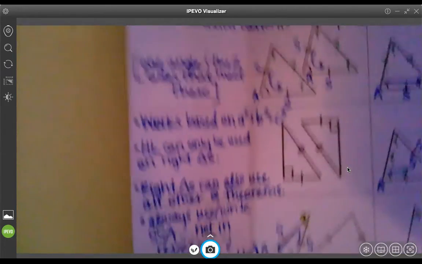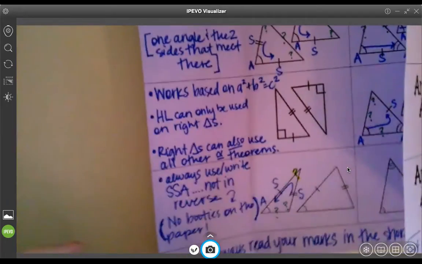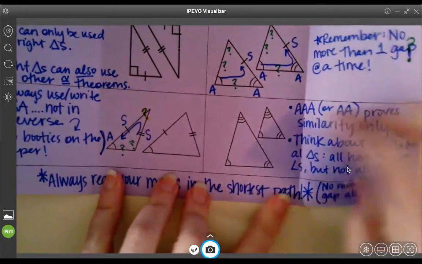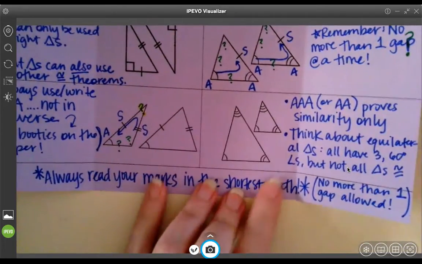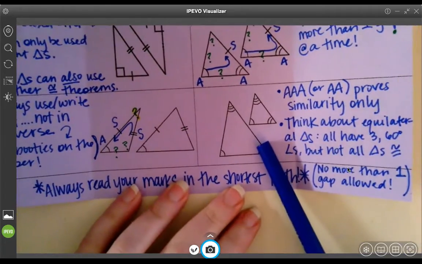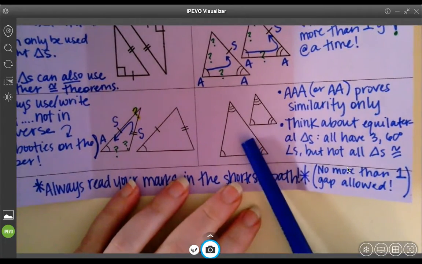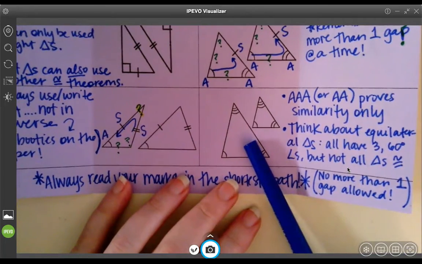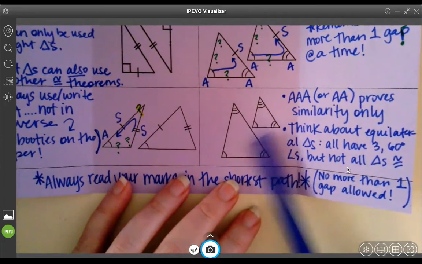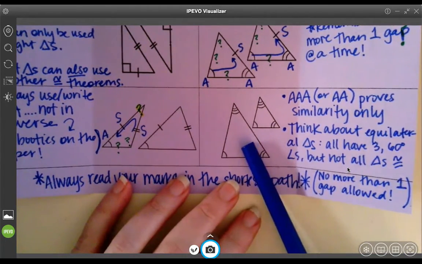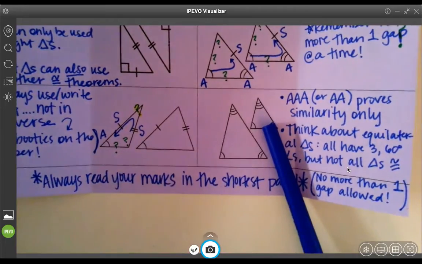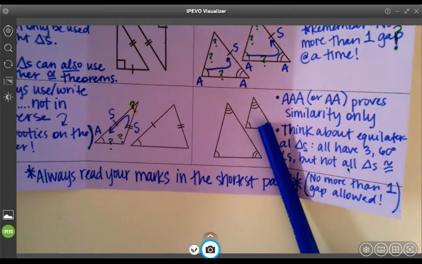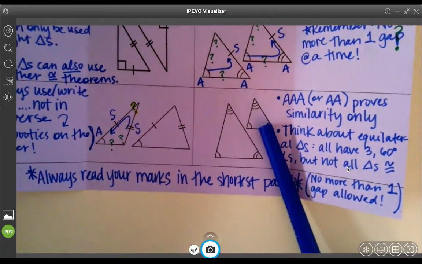Just to kind of review, we have a couple that can't be used to prove anything. Angle, angle can prove similarity, but because it doesn't give us a size as well, we can't use it to prove whether things are congruent or not. So even if you have angles that match perfectly from one triangle to the next, you're still not sure that they're the same size triangle. You're sure that they're similar, but not congruent.